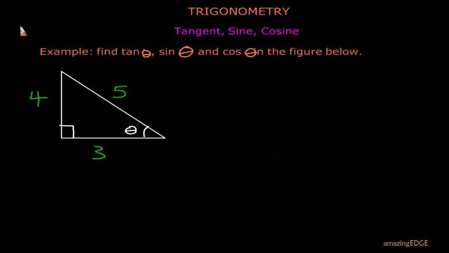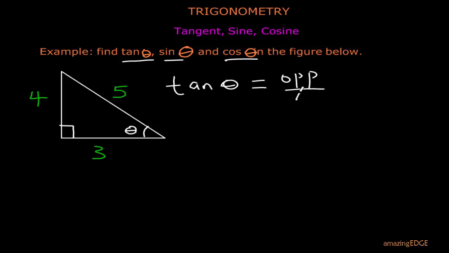So we want to solve this example. We are given the figure below. We want to find tan theta, sine theta, and cos theta. So we start with our formula. We look at tan theta. Remember that tan theta is the same thing as opposite over adjacent. Remember, the opposite we are talking about is opposite to angle theta. So the side that is opposite to angle theta is this side, and the value there is 4 units.